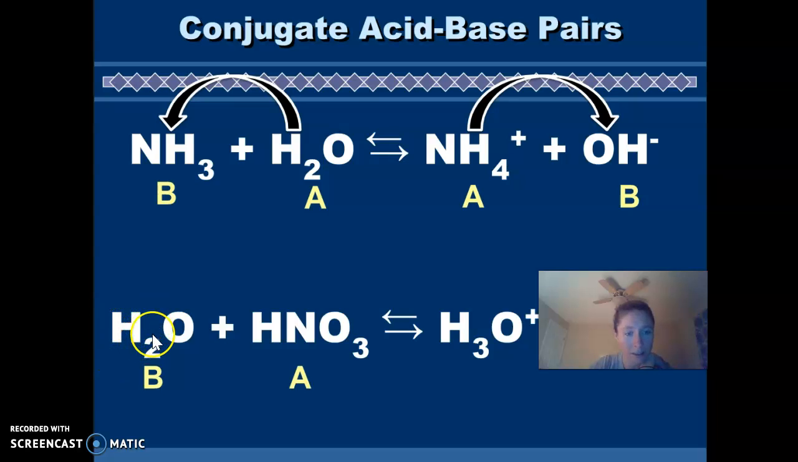If water starts out as the base, then in the products, it has to be the conjugate acid. And if HNO3, nitric acid, starts off as an acid, in the products, it has to be a conjugate base. It always flips. So here, because acid is defined as giving up the proton, the acid is going to give its H plus over to water, forming H3O plus, and the base is going to be left without the H plus, so it's just NO3 minus.